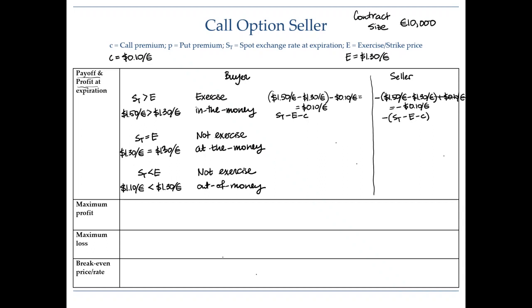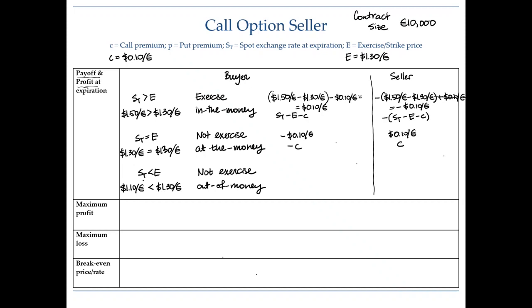If in the future the spot rate happens to be exactly the same as the exercise rate of $1.30, the buyer will not exercise this, and the buyer's loss is simply the 10 cents that they pay for the premium, or negative C, which means in this case the seller will simply keep the premium of 10 cents. So the buyer will not exercise this option, nothing happens, the option expires, and the seller will keep the 10 cents per euro premium. So in other words, it's positive C.